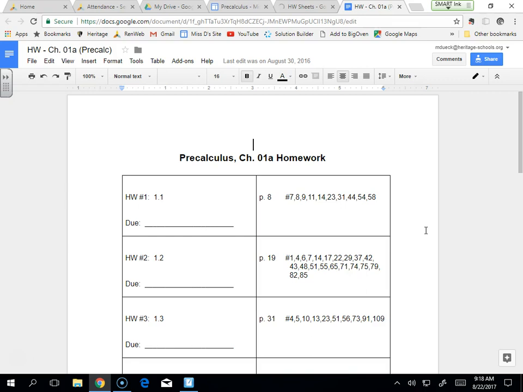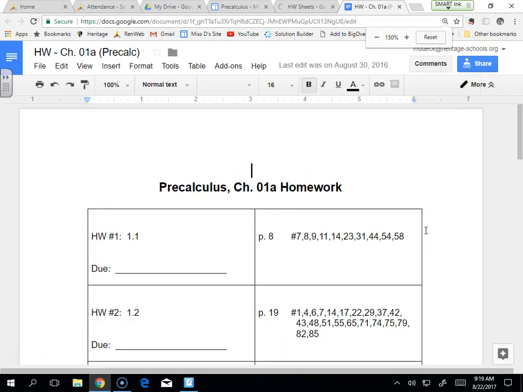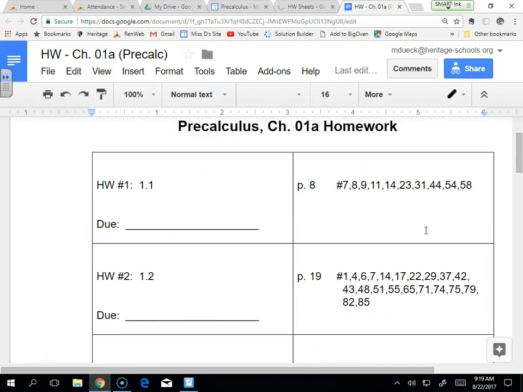And I can't see the numbers. Okay, let me go to Zoom. Usually I just have you guys look at them online, but this time, just since we're getting the headings and all that stuff down, I'm letting you write it down.